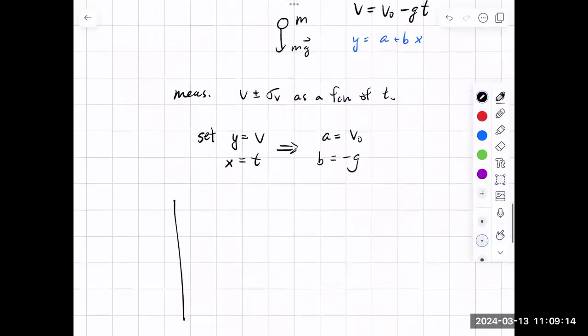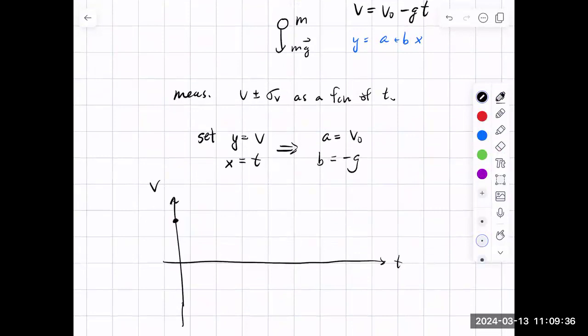So then when we make that plot, let's put my x-axis over here. So here's my time axis and here's the speed. Maybe the ball that we threw had an initial speed up. And so initially its velocity is positive. And then it starts to slow down as it falls. And then eventually the speed comes to zero, changes direction, and becomes negative.